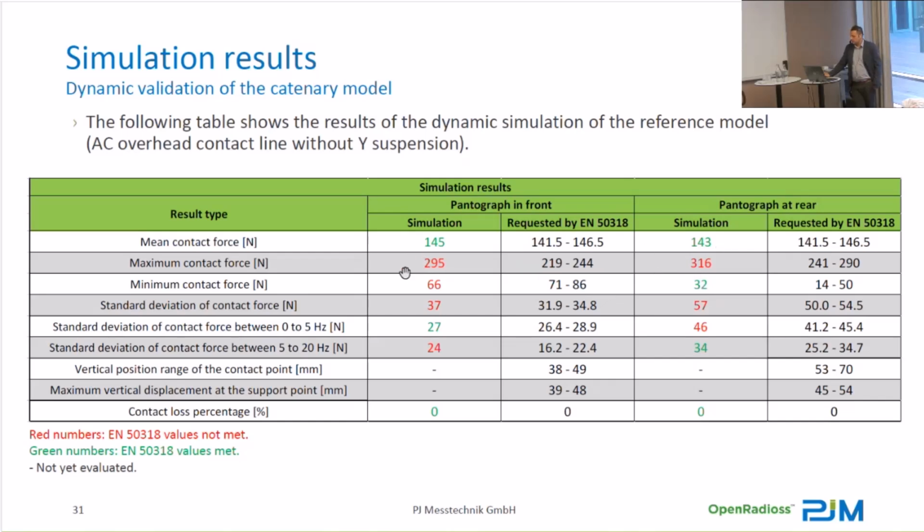Minimum contact force, we almost reach it in both cases. In the standard deviation, we are also not far away from reaching it. In time domain, also in frequency domain, we are close to it, but we haven't reached it yet. The vertical positions of the contact point, we haven't evaluated yet. This is a task for the future, but we also can say that we don't have any contact loss, which is already really good because this is not allowed.